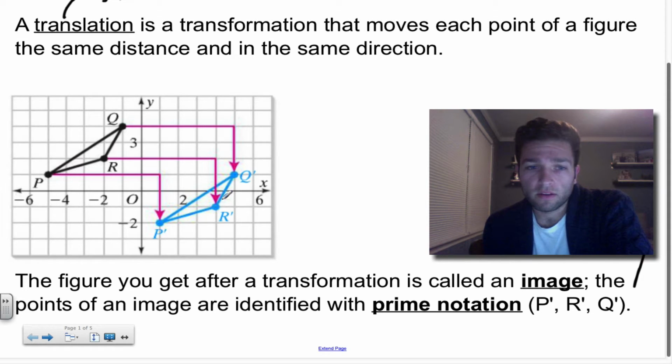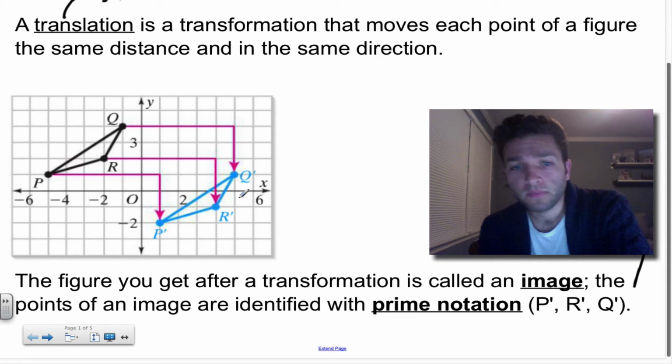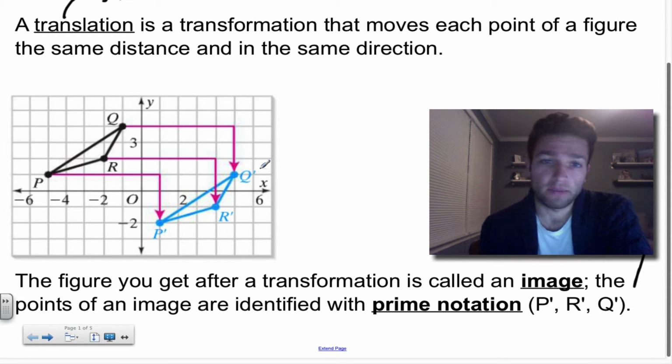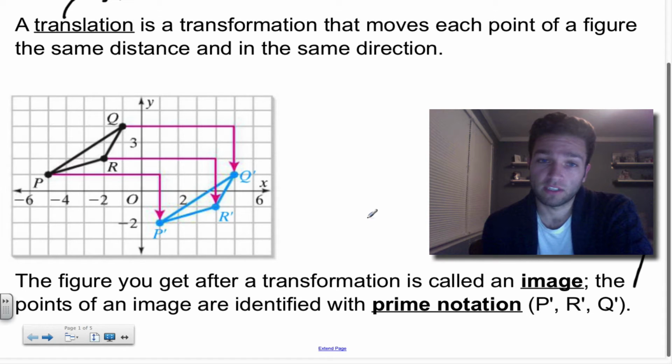Also, you'll notice that the blue figure has the same points as the original, Q, P, R, and the only difference is the Q, the R, and the P have a little apostrophe after the letter. What that is known as in math is prime notation. And what prime notation does is it signifies to us which figure is the original and which figure is the image. The image always gets the prime notation.